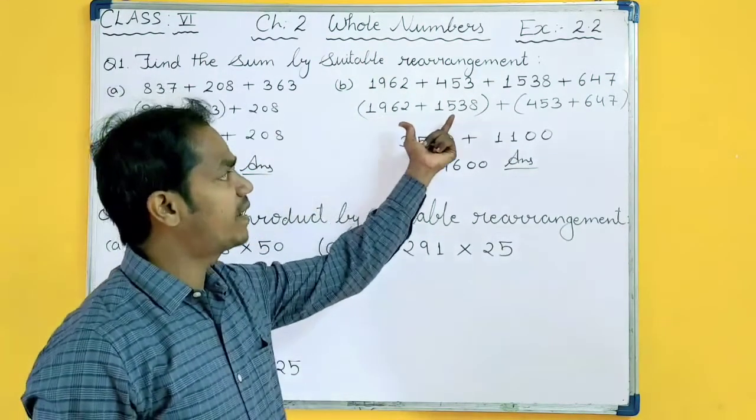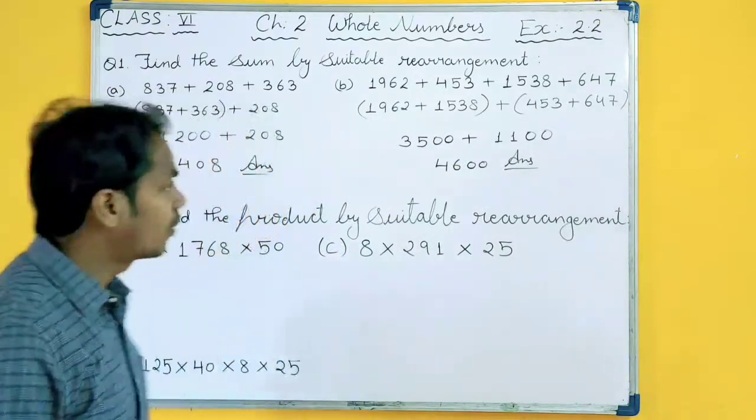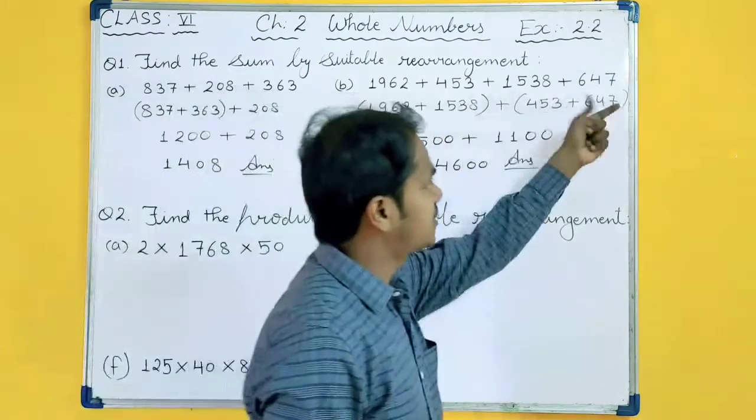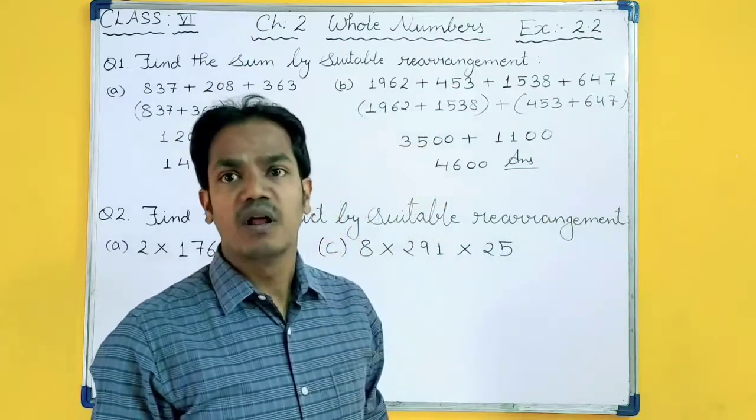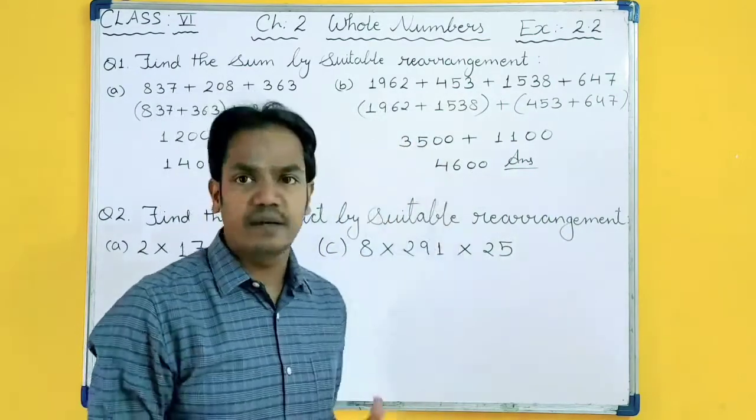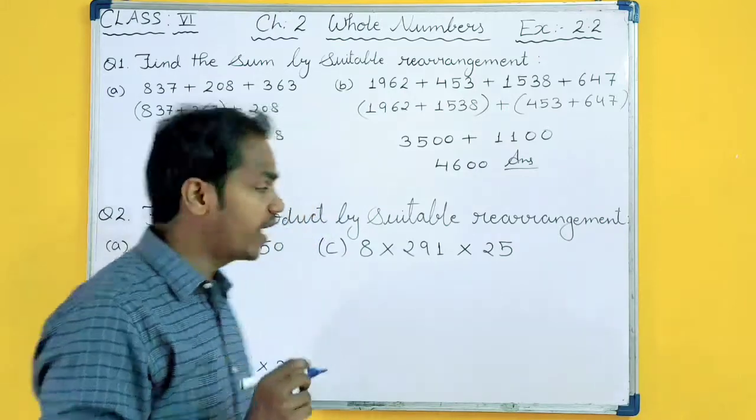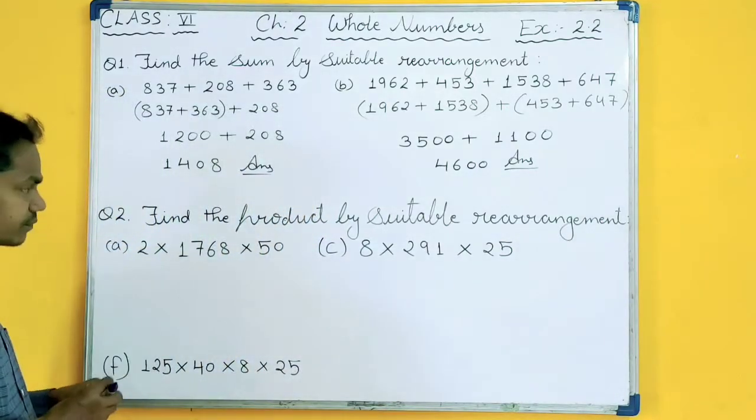Only you have to make pairs, then find the sum. Okay. If you add directly these digits by arranging in column, your answer you will get 4600, but the method will be wrong. Okay. Now come to the second question.